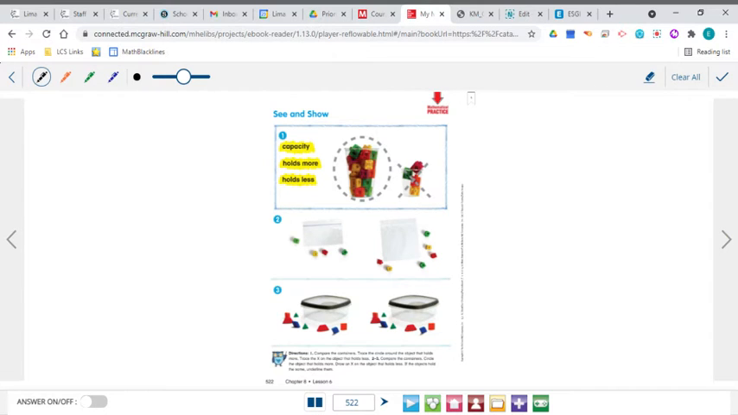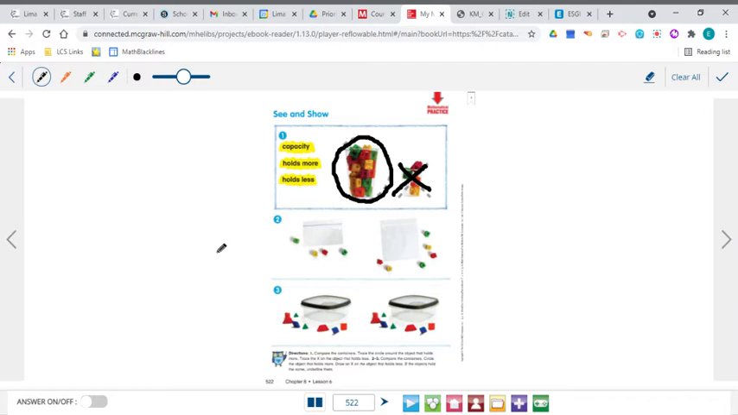So taking a look at our first example on page 522. It shows two different size cups, and it's asking you to decide which one holds more and which one holds less. We are going to circle the one that holds more. And I think that's pretty obvious. This is way more. Plus, they've already done it for you, so all you have to do is trace. And then we're going to put an X on the cup that holds less.